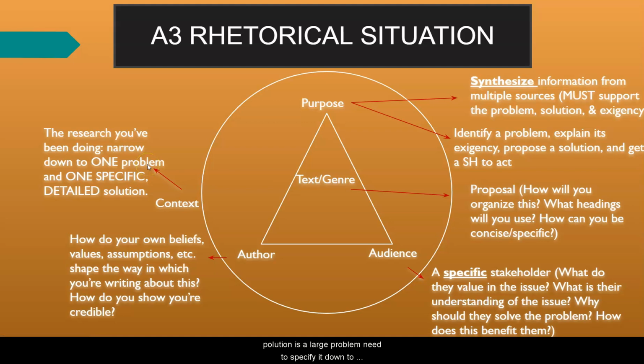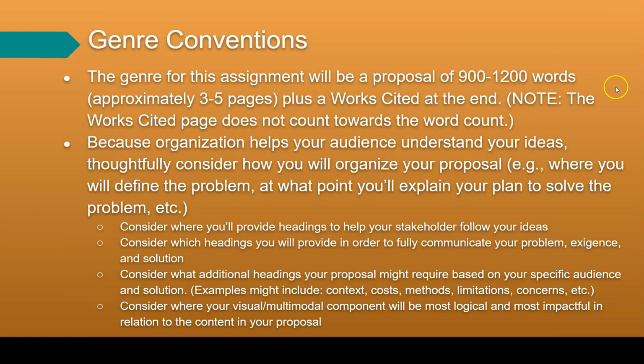So ocean pollution is a large problem. You need to specify it down to something even more specific. So go back through those A2s and think about how you can specify it to one problem, one specific detailed solution, okay? And how you can narrow down is by specifying by maybe area or by specific populations of people, okay? Or by proposing to a certain company that they should do something and they should do exactly what is in your solution, okay? So one specific problem, okay?